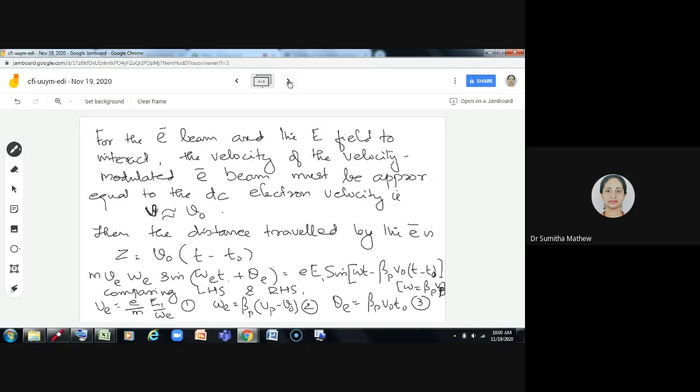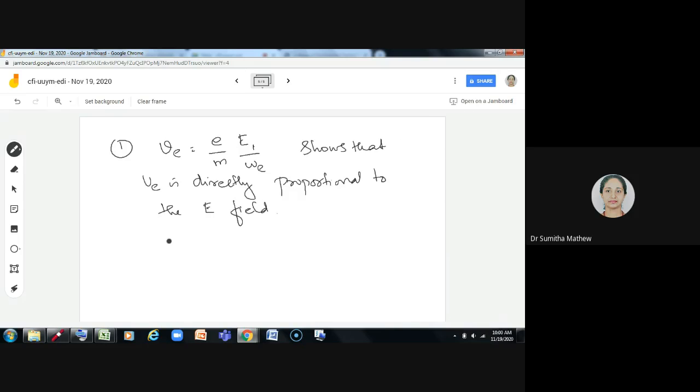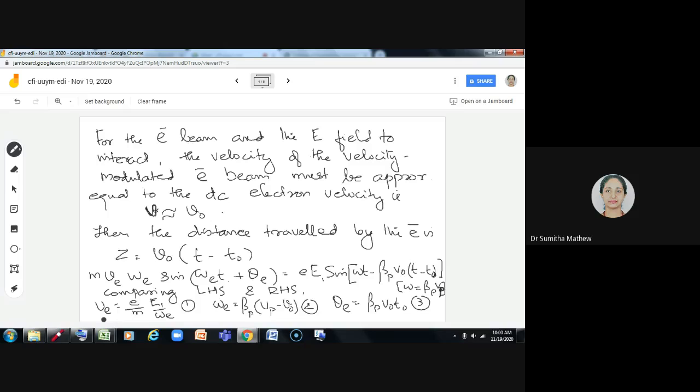That's the first equation. So what do we get? m into v_e omega_e is equal to e into E1. That means, comparing, we get v_e is equal to e by m into E1 by omega_e. Okay, that's the first equation that we get. Number it as 1. So actually, we have arrived at our answer.